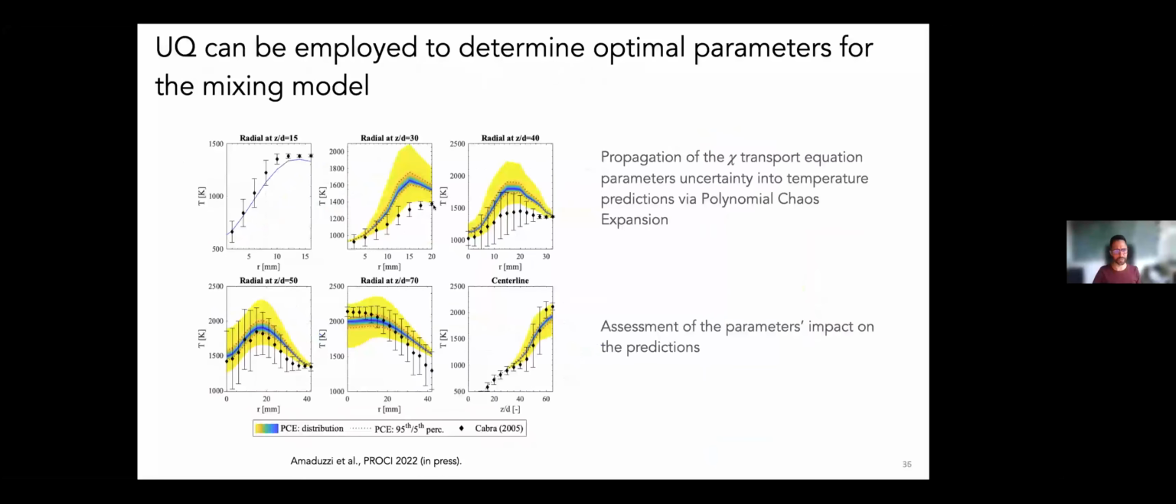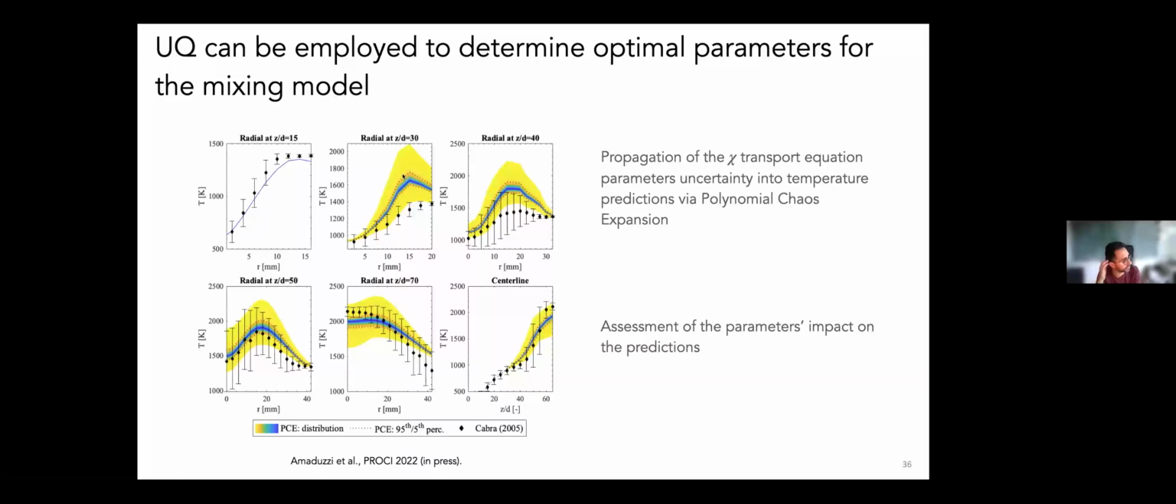And then based on that, what we did was to perform a forward UQ propagation coupled with polynomial chaos expansion. And you see the results here. Basically, you see the results of our predictions compared to the experimental values. What you also see is the range of the predictions which are obtained with the different sets of values associated to the scalar dissipation rate transport equation that we found in the literature.